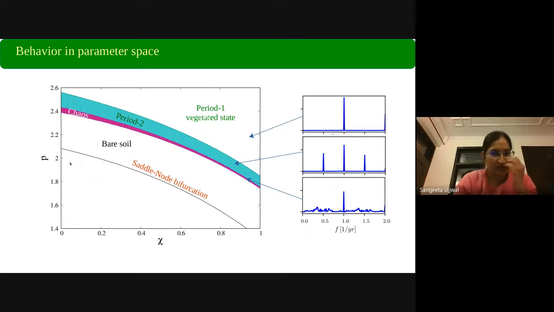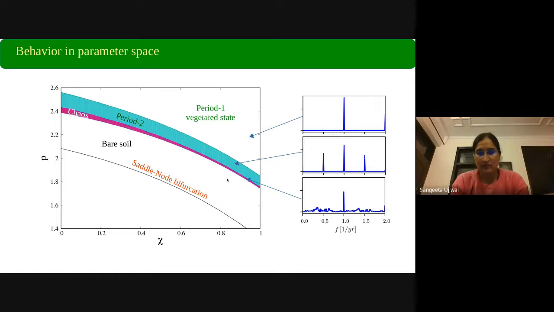So when precipitation is low, in this region there is bare soil, then this line corresponds to the saddle node bifurcation. This is the chaotic region. And below this, this is all bare soil. So this is the region of bistability. And there's period 2, and here we have oscillation with period 1. So we have also plotted the power spectra to see that indeed there is period 2 just before the collapse.